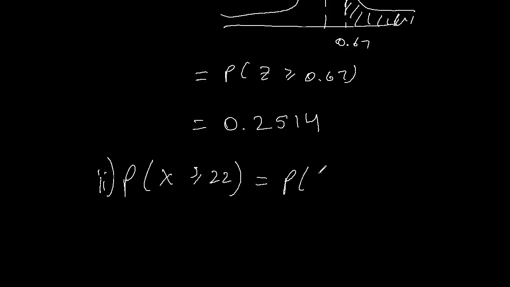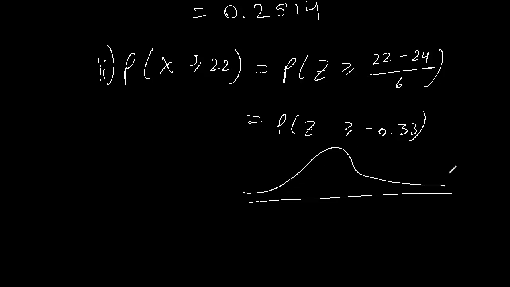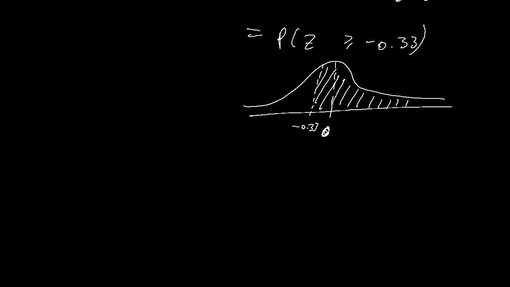Now, the second part of this question, I have to calculate the probability of x greater than or equal to 22. First standardize it, this is equal to P of z greater than or equal to 22 minus 24, because 24 is the mean, divided by the standard deviation, which is 6. P of z greater than or equal to negative 0.33. Again, we'll just sketch a general standard normal curve. It should be somewhere around here. We just calculate the area of everything greater than this. Now, again, we wouldn't be able to find this directly from the table, so we need to do some more adjustments.